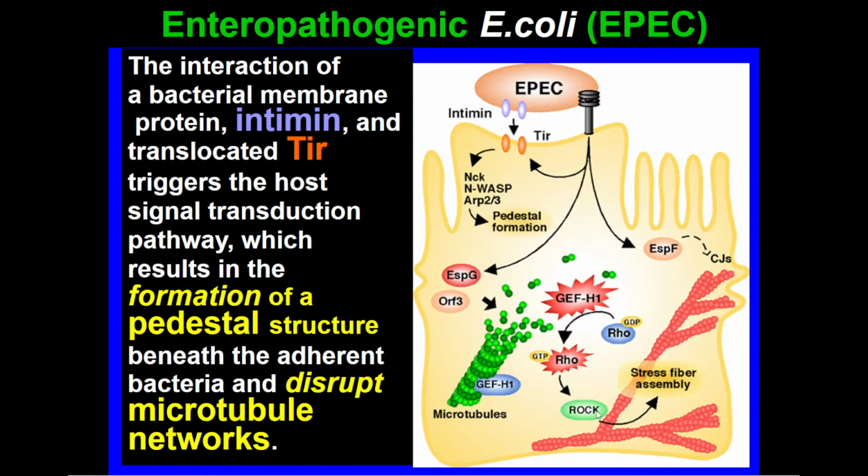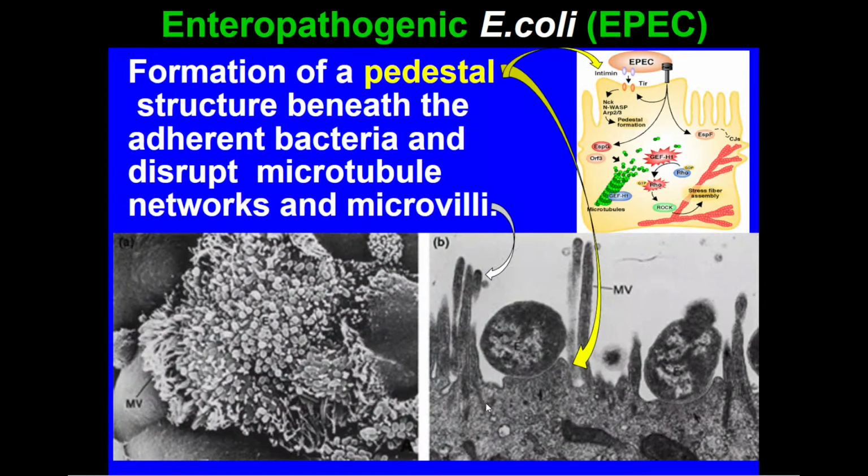And of course, this triggering affects the disruption of the microtubule network in the cell and stress fibers assembly, and of course it interferes with the normal function of the cells. And you can see here this formation of pedestals in the microphotograph where microvilli are destroyed already and the pedestals are formed, right? And this is normal with microvilli of these cells.